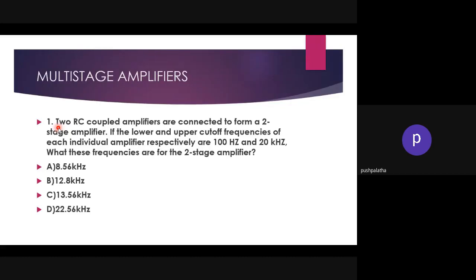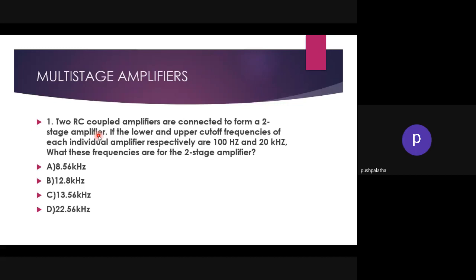Two RC coupled amplifiers are connected to form a two-stage amplifier, right? The output of one amplifier is given as an input to the next amplifier. If the lower and upper cutoff frequencies of the individual amplifiers are 100 Hertz and 20 kilohertz respectively, what are these frequencies for the two-stage amplifier?